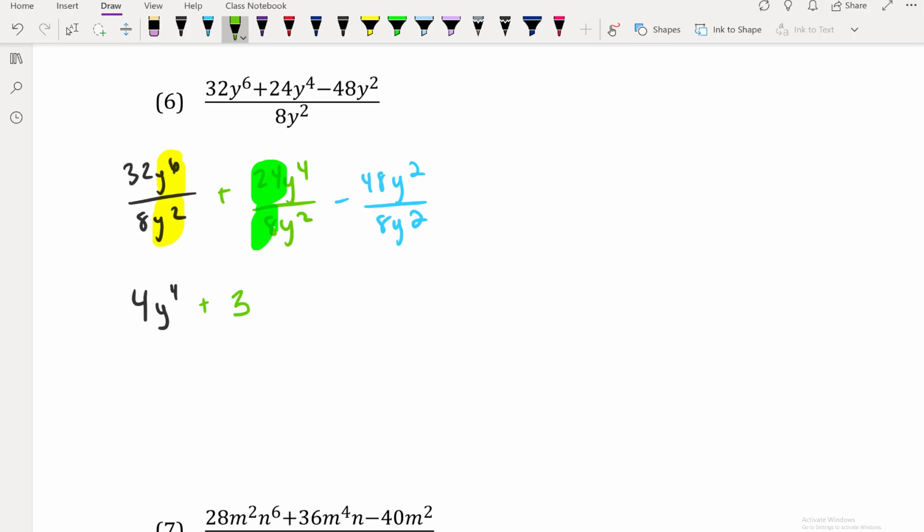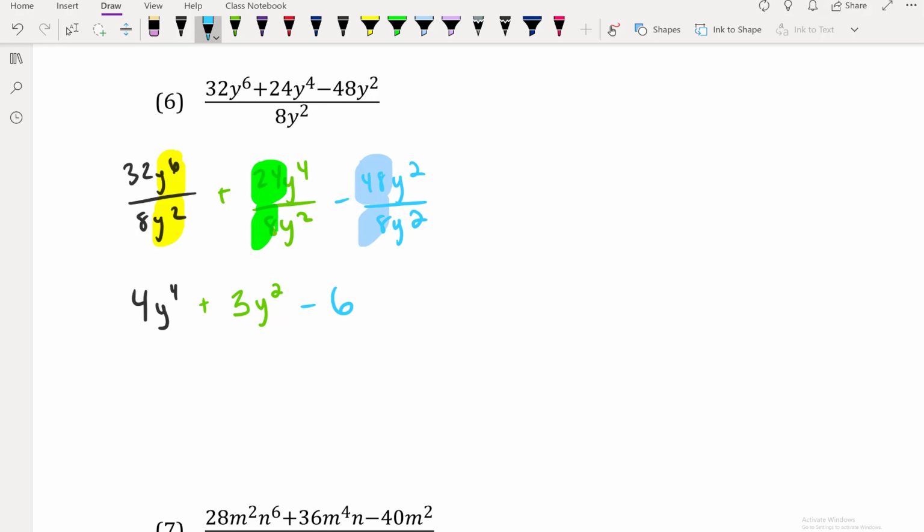Now I want to deal with the exponents. Notice how the numerator is bigger, so my answer is going to live in the numerator. Since the degree is 4, I'm going to subtract the degree in the denominator. So 4 minus 2 is 2. And now I'm going to deal with that 48 being divided by 8. So 48 divided by 8 is going to give me a negative 6.